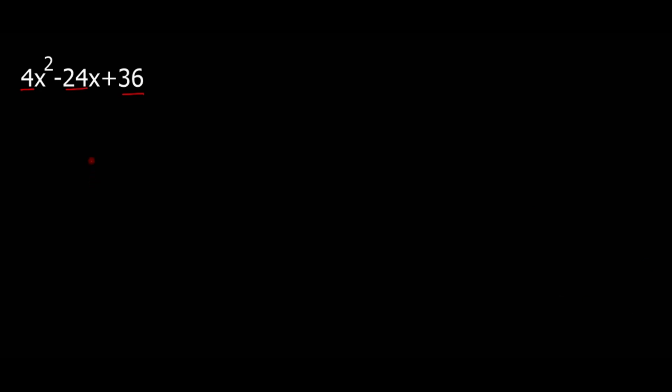Just like the previous one, we took out -1 as a common factor. So we'll take out 4 as a common factor. And then from here, we'll divide each term by our common factor. Four and 4 will cancel, and then we'll have x squared.